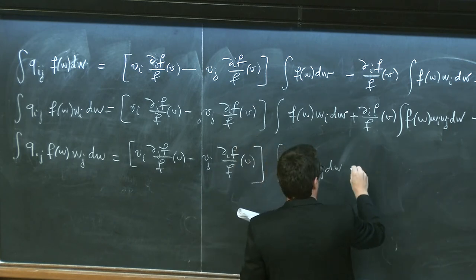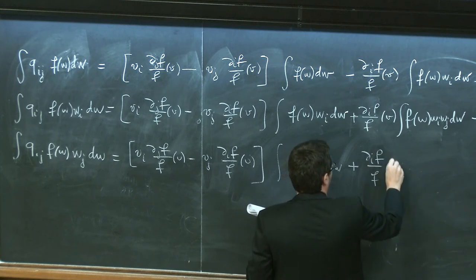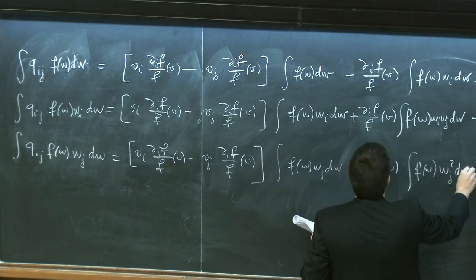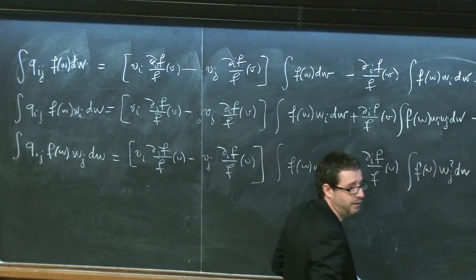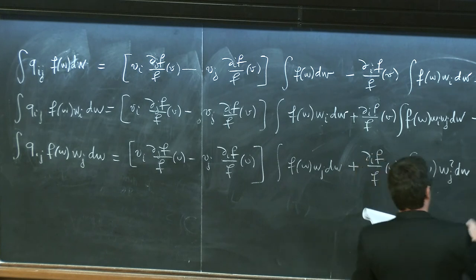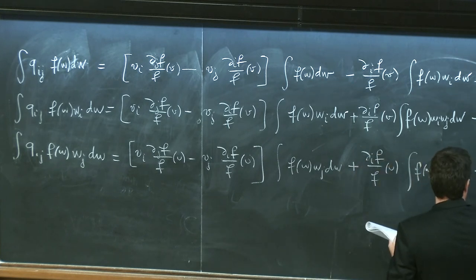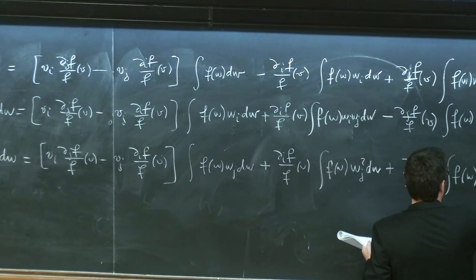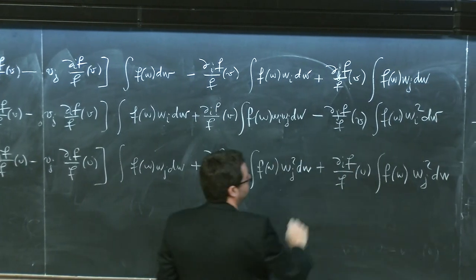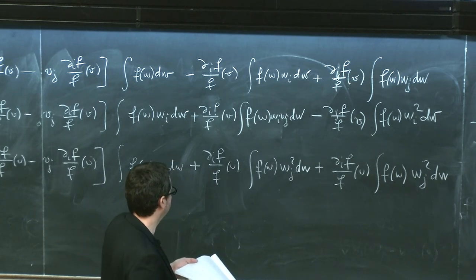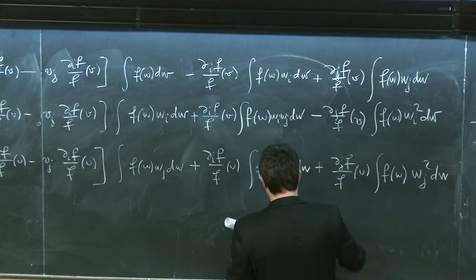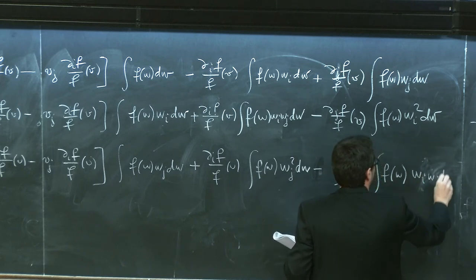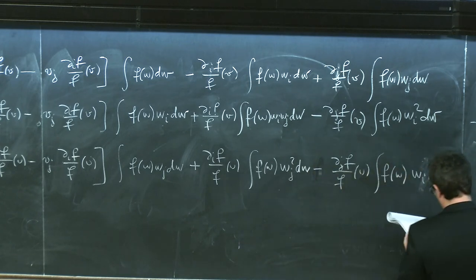Then there is a term with ∂i f over f, which is the integral of f of w, wj square, which corresponds actually in this one in the other line. Next one is plus ∂i f over f of v, times the integral of f of w, wj square, dw. So this one corresponds to this one. Sorry, I wrote two times the same. So it's here, it's the term in ∂j. There is a minus, and there is wi, wj here.